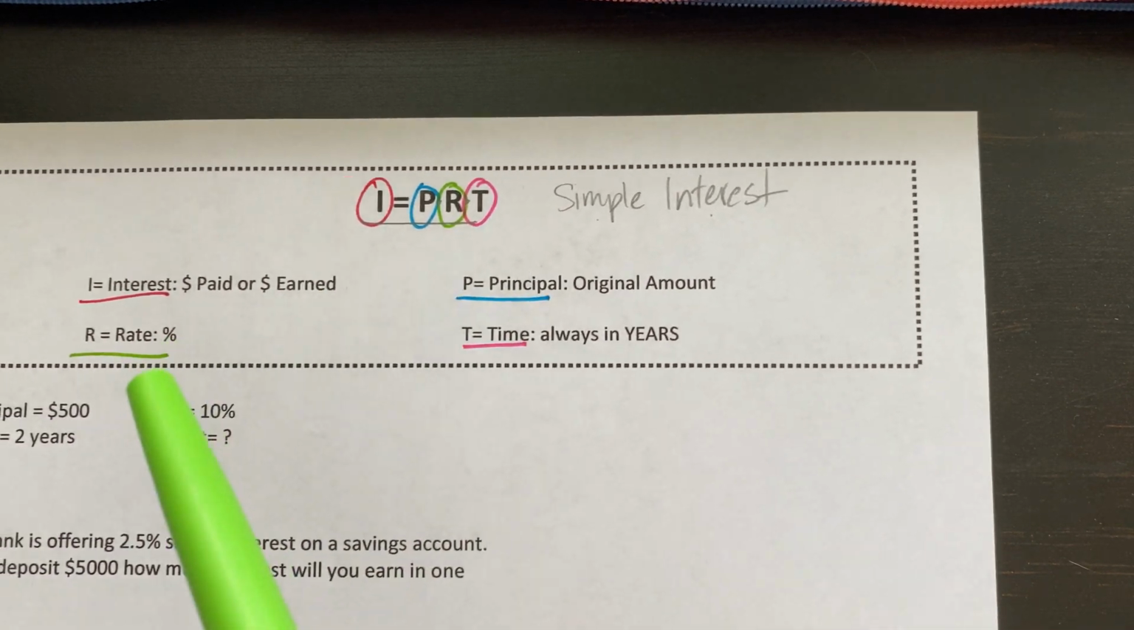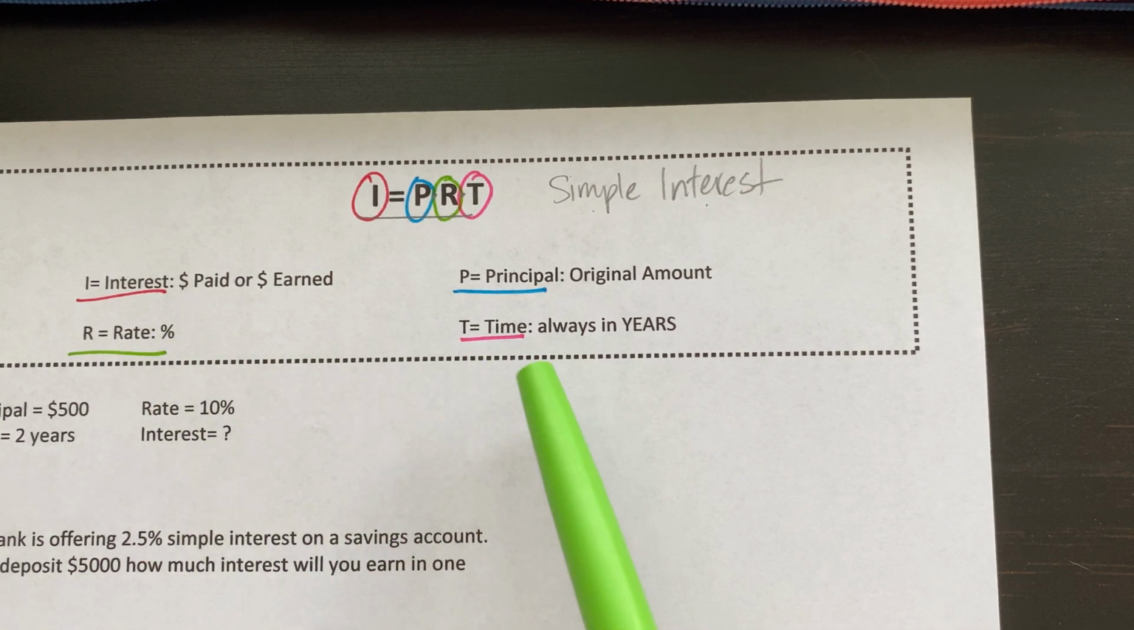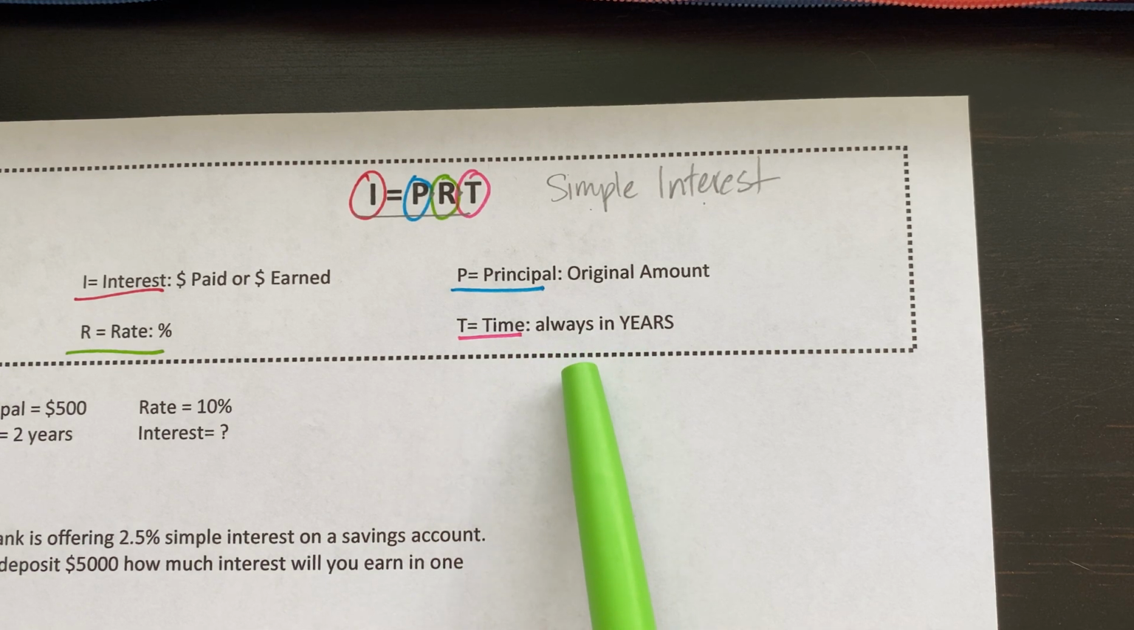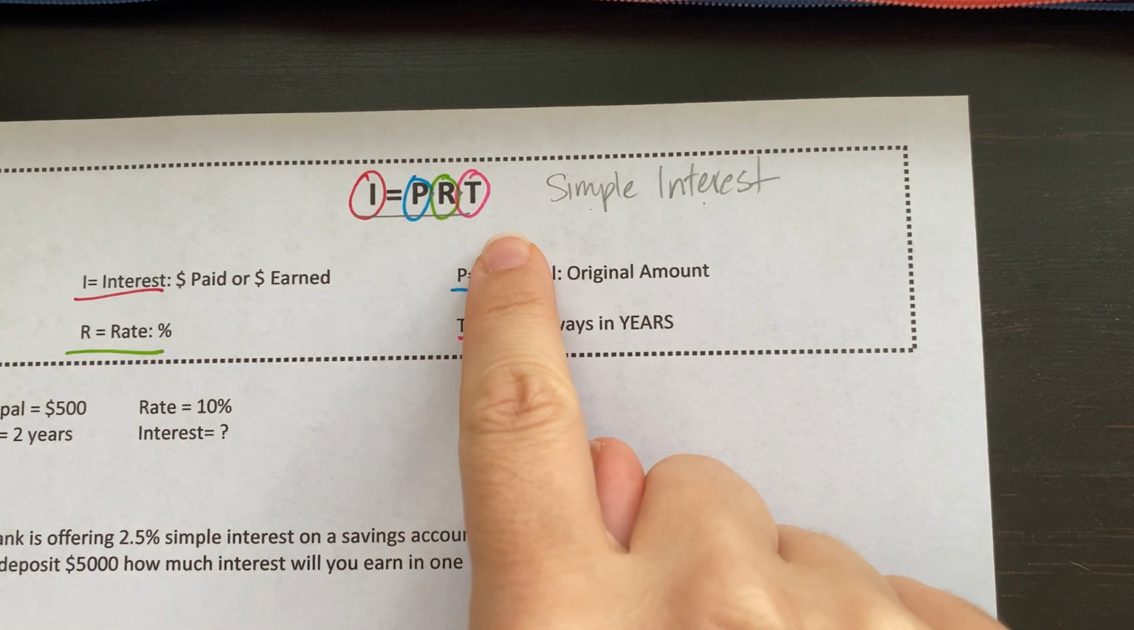The next one is R. R stands for rate, which is always the percent. And the T is time. Time is always, always, always in years. Never months, never weeks. It's always in years, okay? So with I pretty, basically all you need to do is figure out which number is which in terms of a word problem and plug it into your formula.